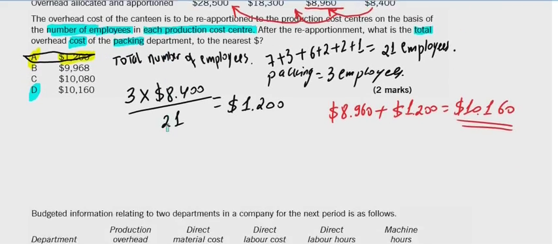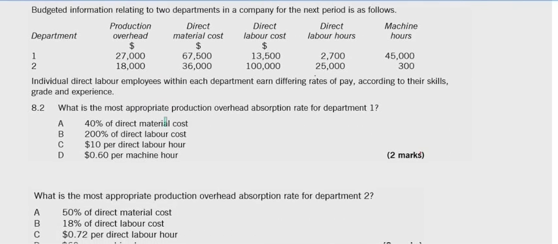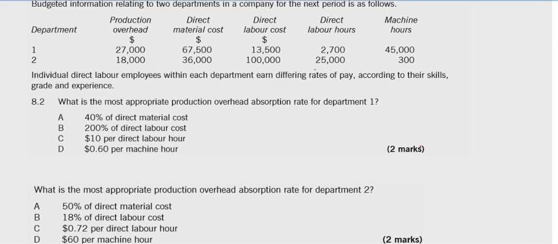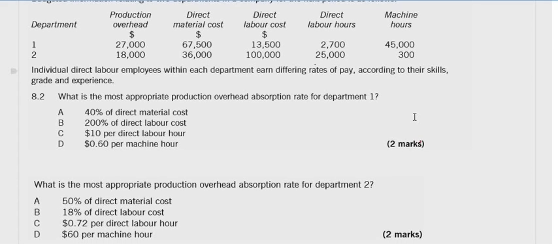So moving on, next question. Budget information relating to two departments in the company for the next period is as follows. Okay, we have two questions here. Using the same details, the same data, we have to answer two questions. This is the first question, and here is the second question.